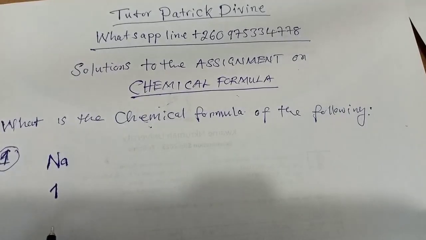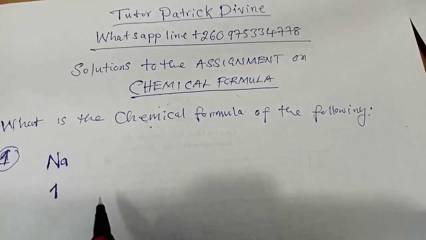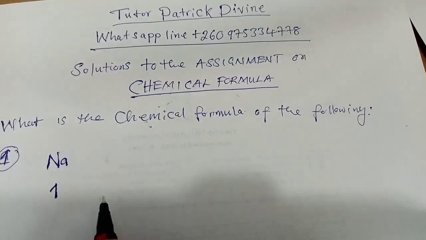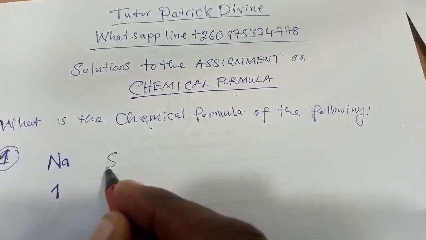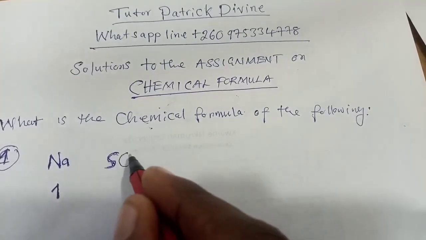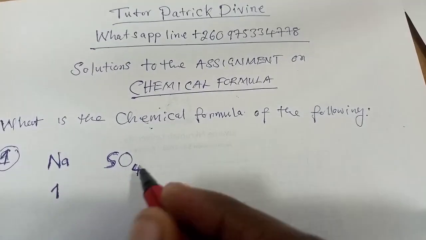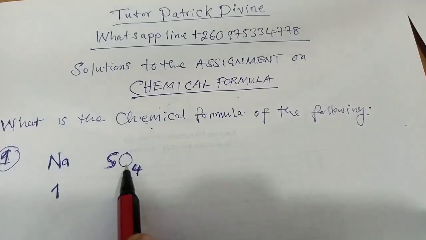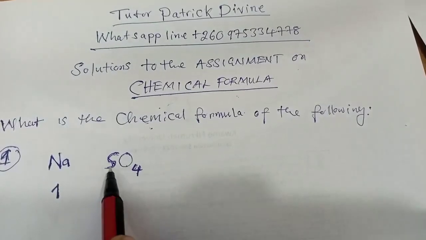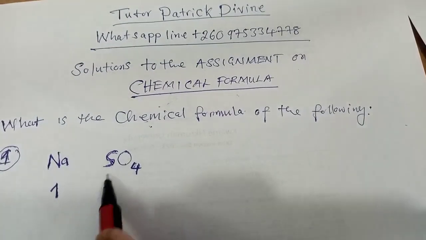Then we have sulfate, right? What is the formula for sulfate? Sulfate doesn't start with just letter S. It starts with capital letter S, capital letter O, 4, like that. Meaning that there are 4 atoms of oxygen and 1 atom of sulfur.